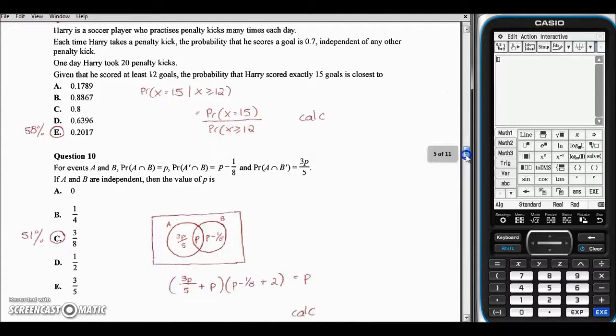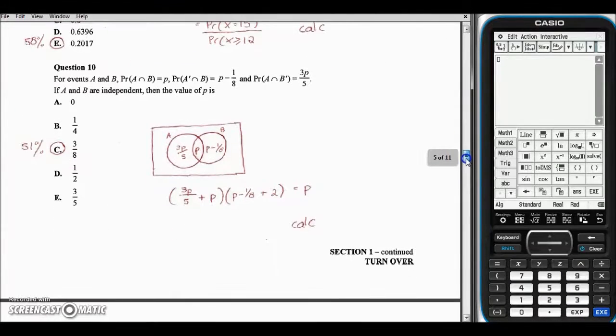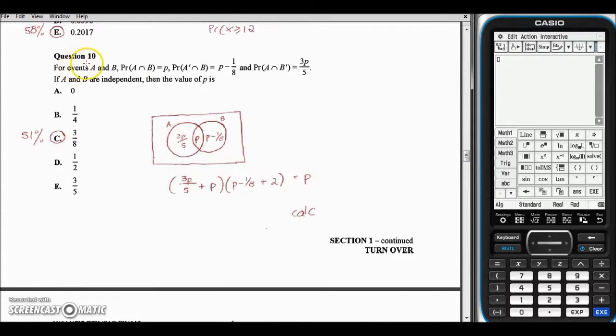Okay, moving on. A bit of a mistake in this question. I'll point that out in a sec. So we're still on probability. For events A and B, the probability of A intersect B is P. Probability of not A intersect B is P minus 1/8, and so on. So we draw up a quick Venn diagram here, which looks like that. And we're told that A and B are independent.